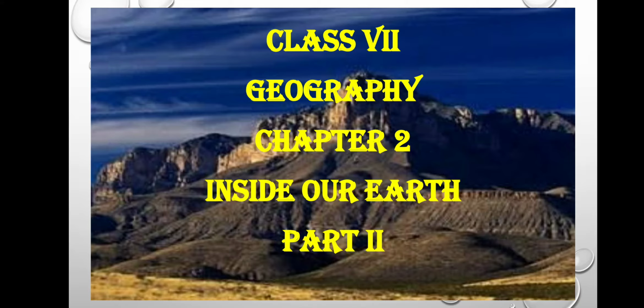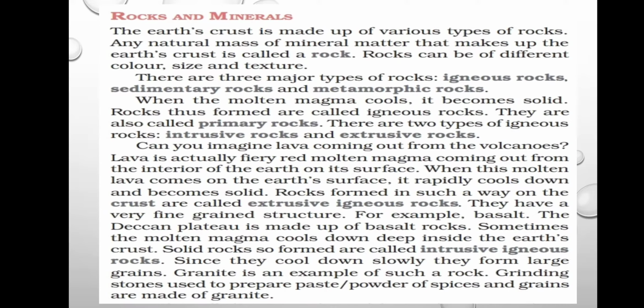Now today we will discuss rocks and minerals. Do you know what rocks and minerals are? Minerals are naturally occurring homogeneous substances having some physical properties or characteristics and a chemical composition. And when more than one or two minerals are assembled together, they are known as rocks.